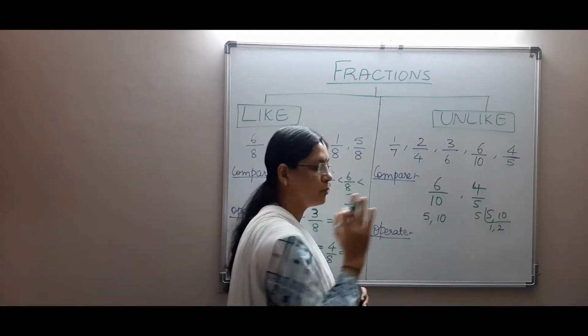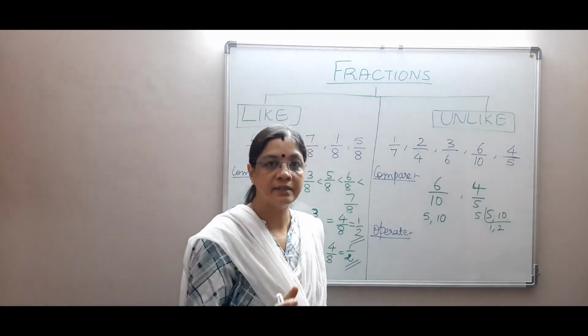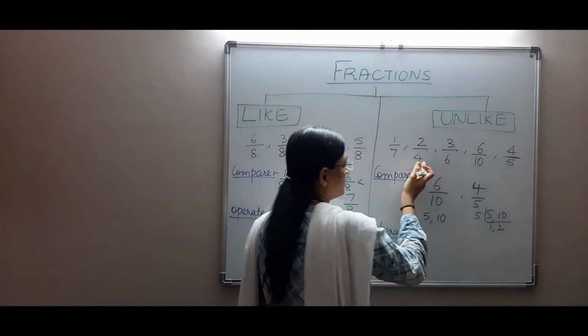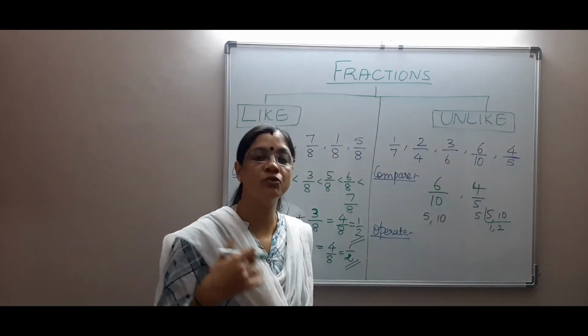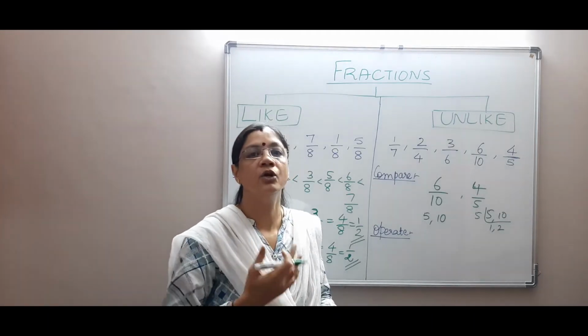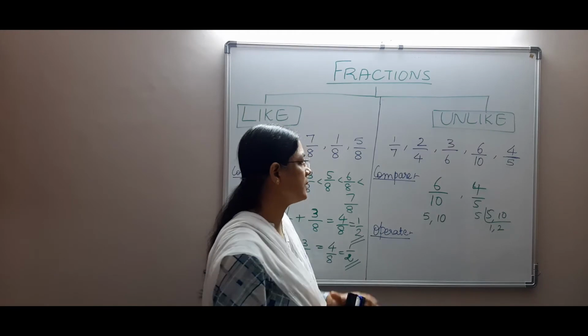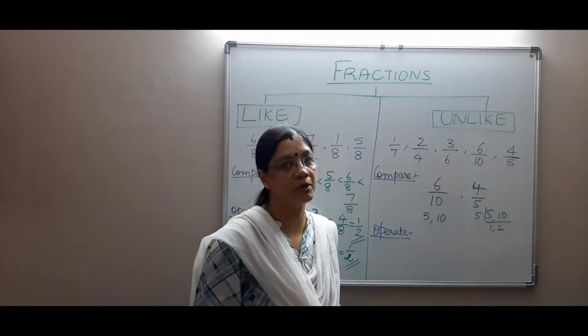So 10 twos are 20, you just observe. Then 10 threes are 30. 30 is a multiple of 6 and 5, but it is not a multiple of 7 and 4, isn't it? So 40, 50, likewise, you keep on telling. Okay, 70, up to 70 you say, but 70 still is not a multiple of 6.